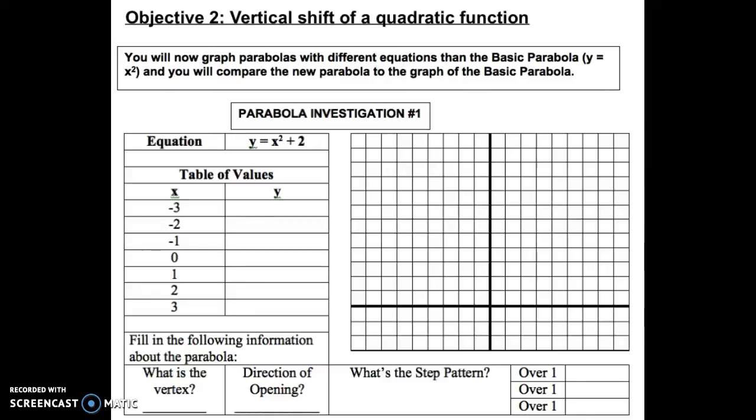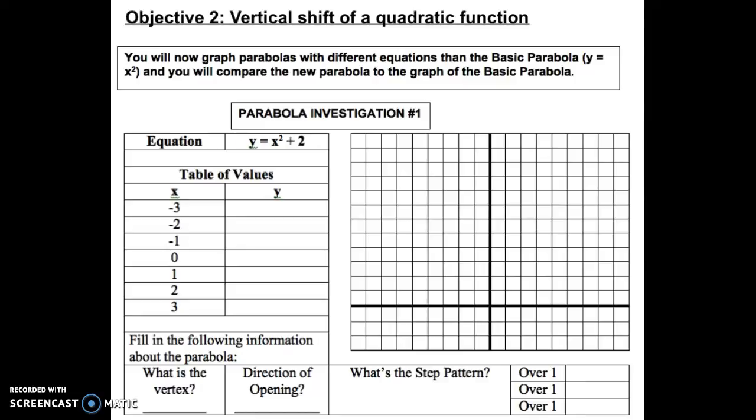Objective 2. So we're going to dive into parabolas with different equations other than the basic parabola or parent function y equals x squared, and then compare the new parabola that we plot to the basic parabola that you did in Objective 1. Objective 2 is discussing vertical shifts of a quadratic function. So hopefully you can start predicting what is going to happen if given these types of quadratic functions. So let's begin. The investigation number 1.